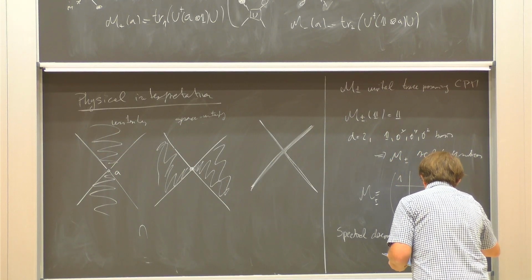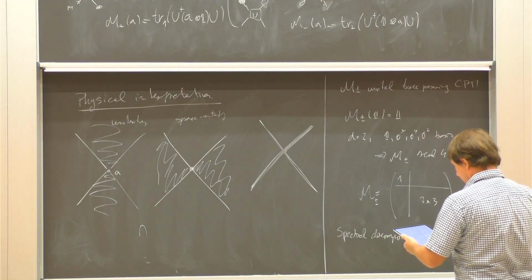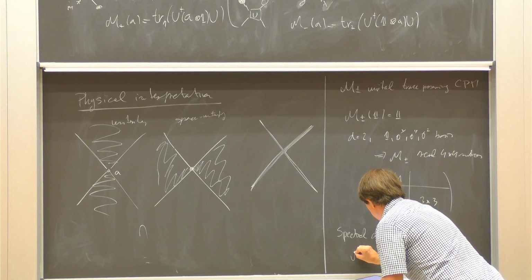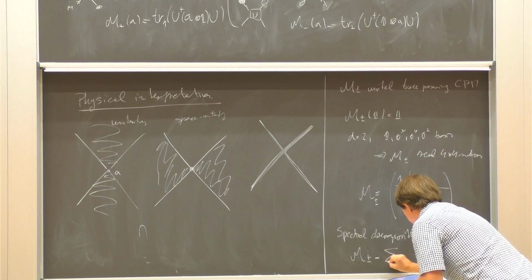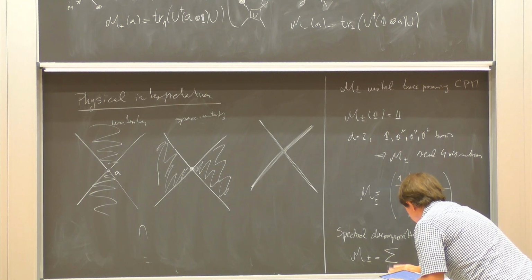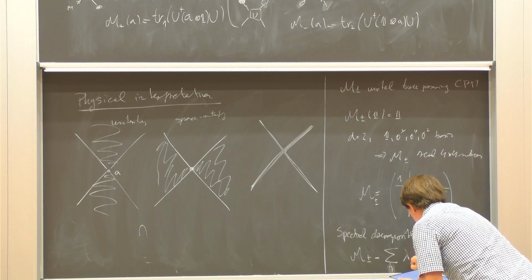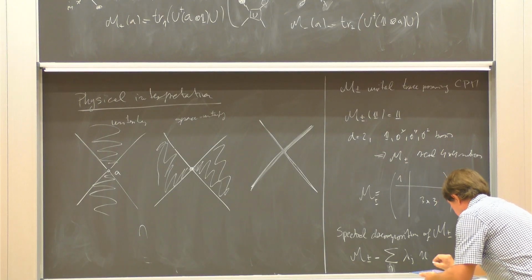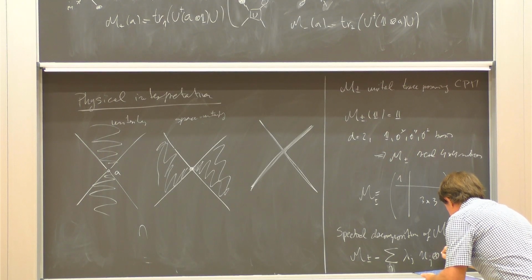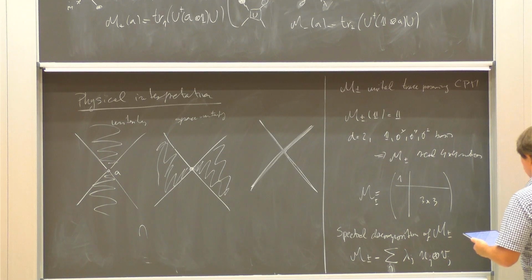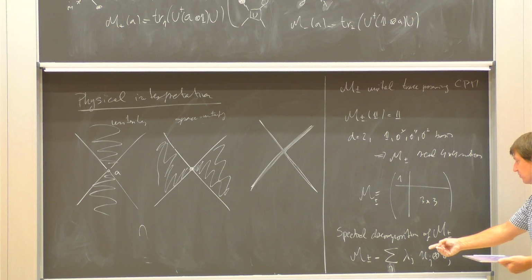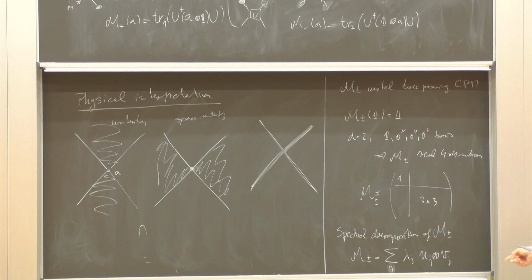Of M plus, M minus. And you can write M plus minus as a sum over j, with eigenvalue lambda j, and then there is an eigenvector uj, and then there is another eigenvector, call it vj. So these are the two operators.